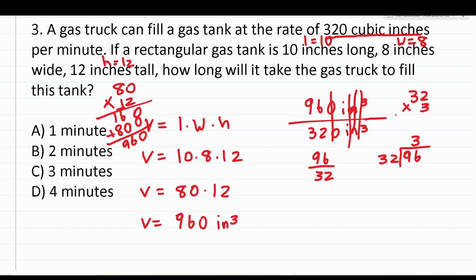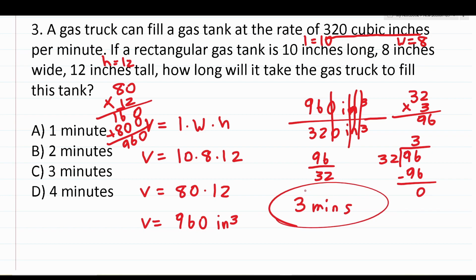32 times 3. 2 times 3 is 6. 3 times 3 is 9. So 32 times 3 is exactly 96. 96 minus 96 is 0. We hit a 0, so we know we're done doing this long division. In other words, it's going to take 3 minutes to fill up this gas tank with this gas truck, which is answer choice C in this case.